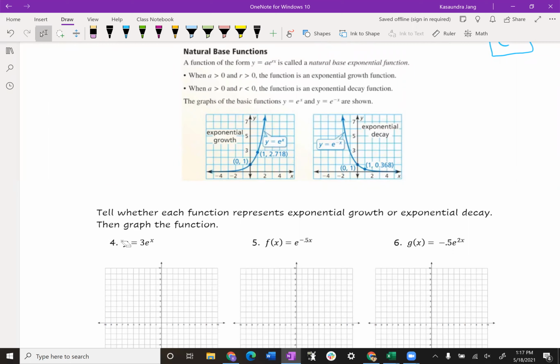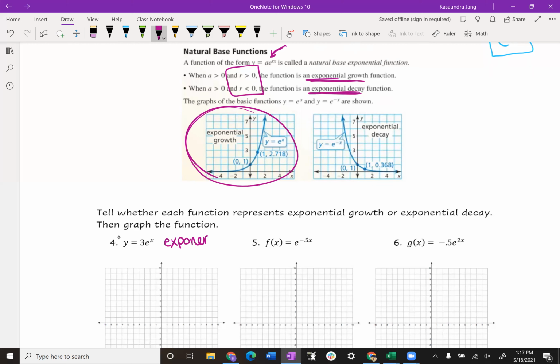On number 4, it says, tell whether each function represents exponential growth or exponential decay, and then graph it. So if I'm looking at exponential growth versus exponential decay, the difference was that r, that number that was multiplied by the x in the exponent, whether it was greater than 0, like a positive, or less than 0, like a negative. And I think this is like a 1x up here, but my point is it's a positive. So I'm probably going to be in this exponential growth category. Okay, so let's write that part down. All right, so it should have this basic shape where, as I read left to right, it should be increasing, going up.